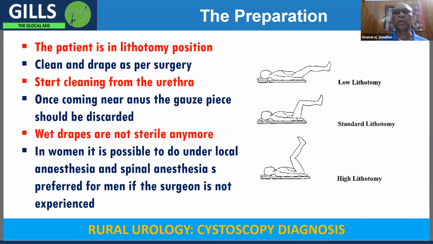Then the preparation is important, especially if you're doing a rigid cystoscopy. The patient has to be placed in a proper lithotomy position. And cleaning and draping is done as per any surgical procedure. And it's important to start cleaning from the urethra and go away from the urethra because that's the area where infection can get in. And it's also useful to remember the anus is located fairly close to the urethra. And any gauze piece, even if it has betadine, once it touches the anus, should be discarded.